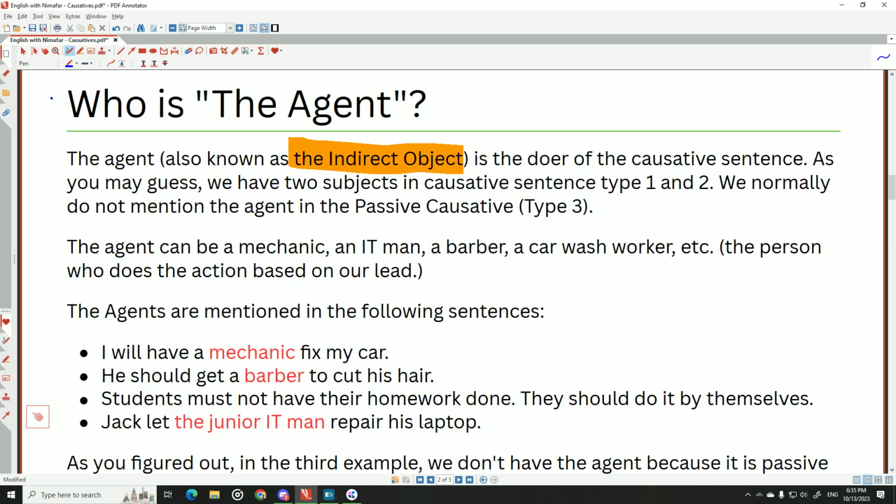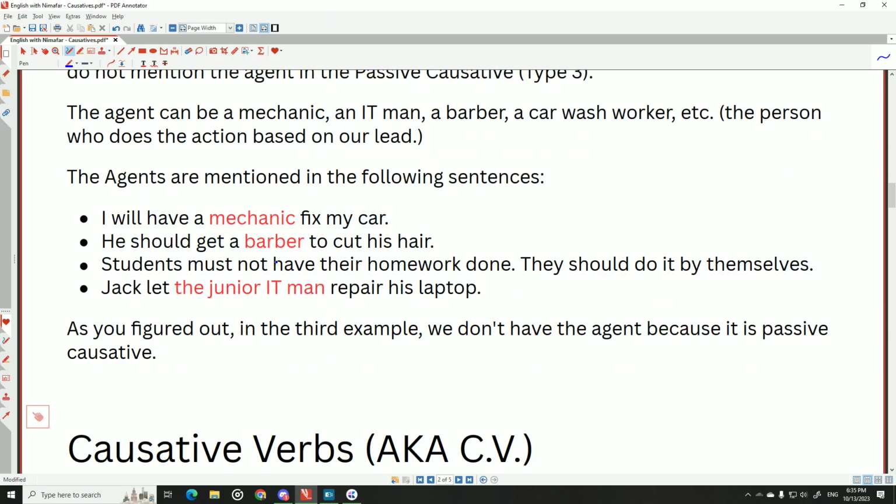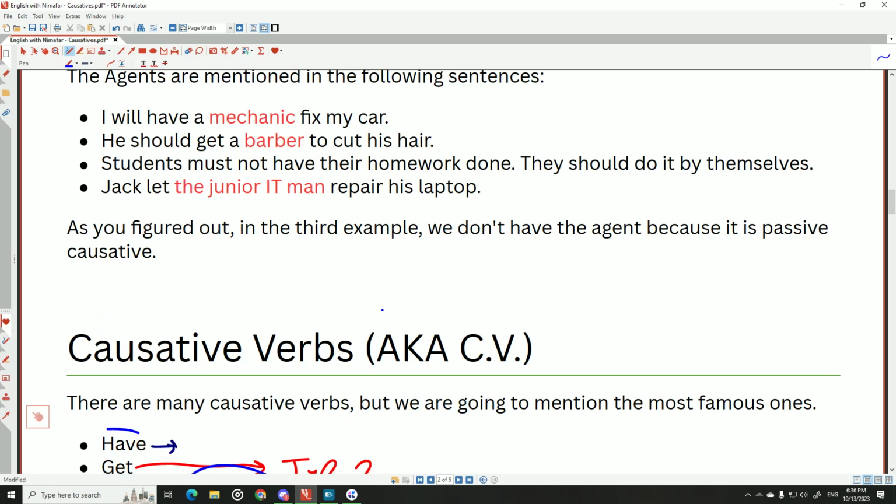The agent can be a mechanic. Let me make it more simple. It can be a mechanic, an IT man, a barber, a car wash worker, the person who does the action based on your lead. For example, I will have a mechanic. You should get a barber to cut. A student must not have their homework done. They should do it by themselves. There are no doers, there are no agents, because it's passive. And Jack let the junior IT man repair his laptop.